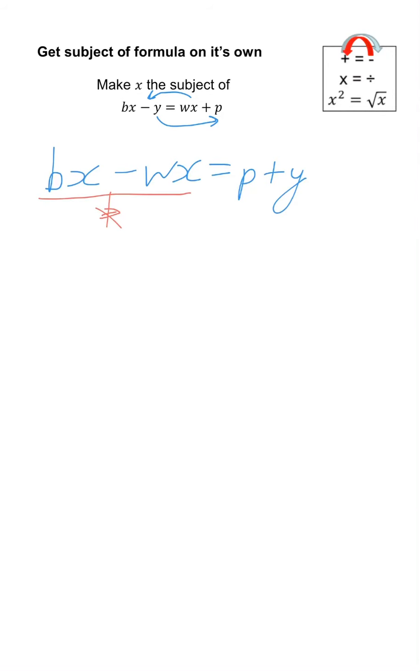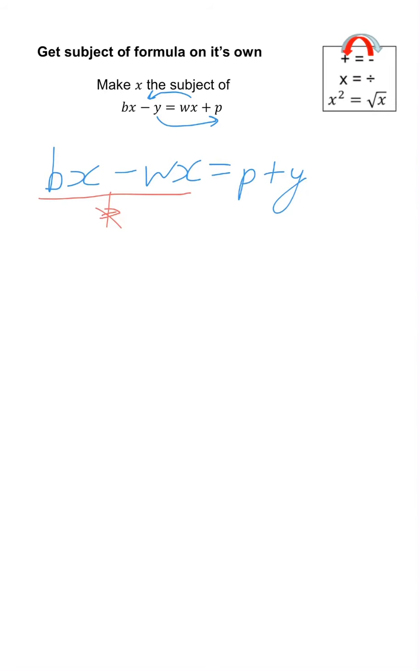So the wx over there, minus y over there, remembering to change the signs as we bring across the equal sign. So then we have bx minus wx is equal to p plus y. Now, on the left, we have a bit of an issue because we have bx minus wx. So we can't get x on its own. When this happens, so whenever you see something like this, you factorize.